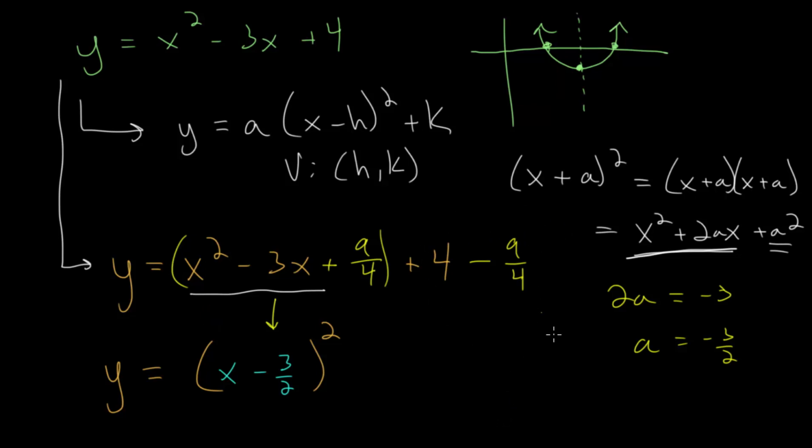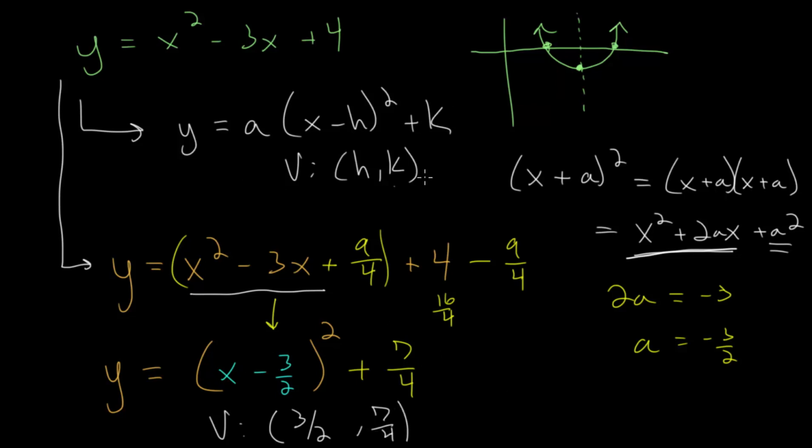We have 4 minus 9 fourths. 4 is really just 16 over 4 minus 9 over 4. So we get plus 7 fourths. And comparing it to our vertex form, the vertex is at an x value which makes this expression 0. And the x value that makes this 0 would be positive 3 over 2. And when we plug in 3 over 2 here, this is 0, and y is just equal to this number right here, this 7 over 4.